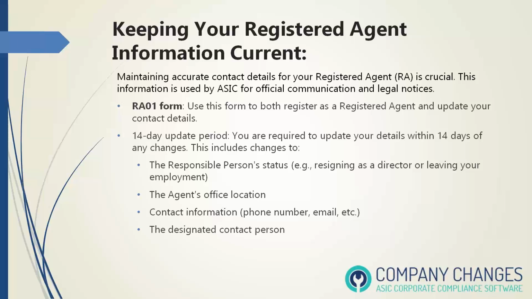Or if you do not want to continue, you can also use RA01 on ceasing to be an agent. You must update your details within 14 days of any change. So if you change your address, email address, or if you change the responsible person or a contact person, you must inform ASIC. If you change your office or any other relevant details, you must keep ASIC informed at all times.